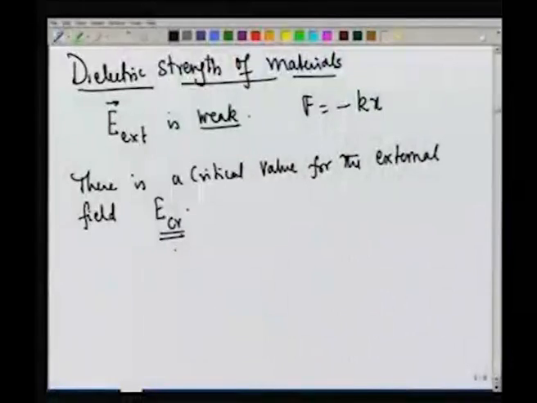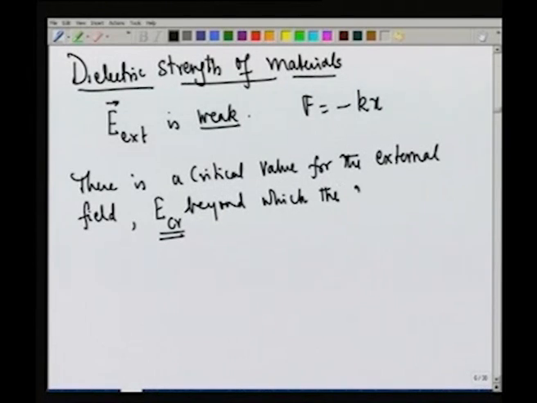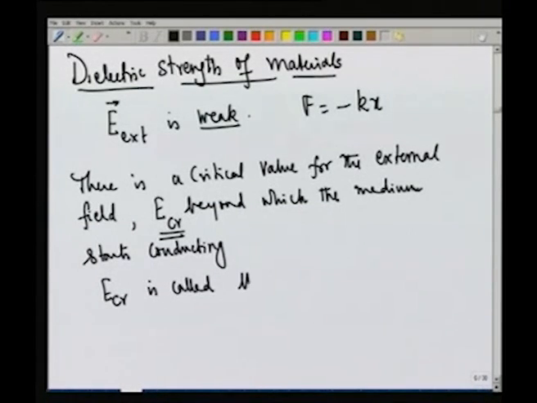So, when we want to make use of dielectric materials to build devices, switches, capacitors, etc., we should always take great care to see that whatever field is produced, or whatever the field to which the material is exposed, that should not exceed this E critical. Therefore, what are we saying? There is a critical value for the electric field, E critical, beyond which the medium starts conducting. And this E critical is called the dielectric strength.